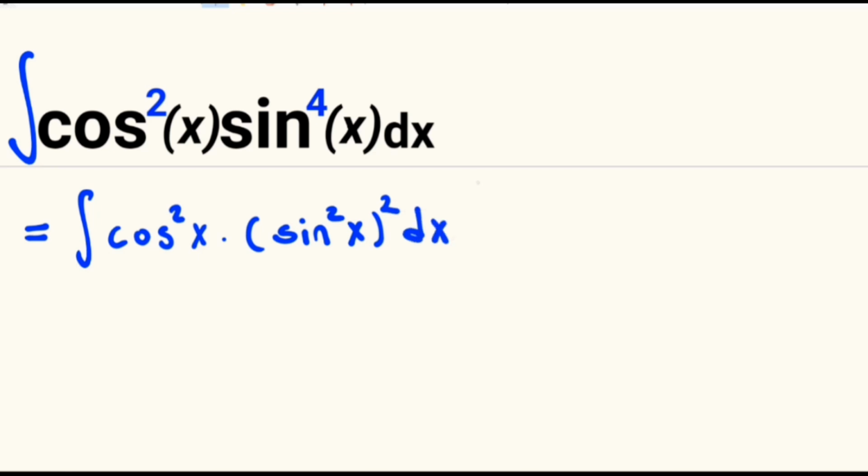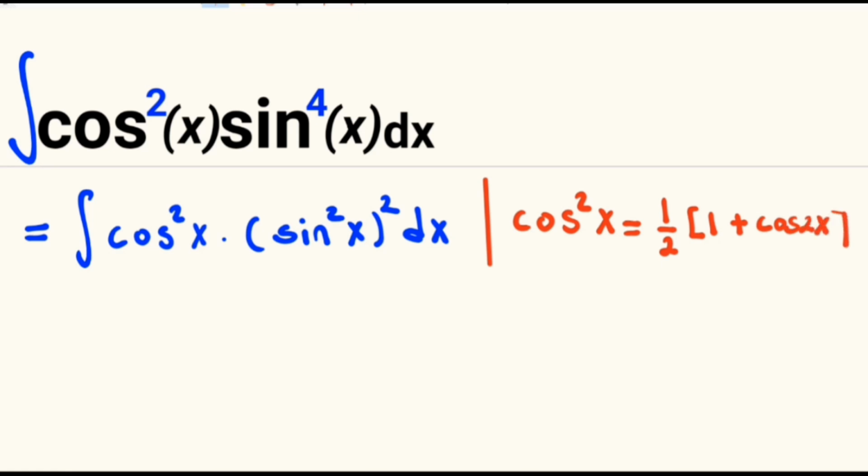dx, and the double angle identity for cos squared x is equals to half into 1 plus cos 2x, and the double angle identity for sine squared x is equals to half into 1 minus cos 2x.